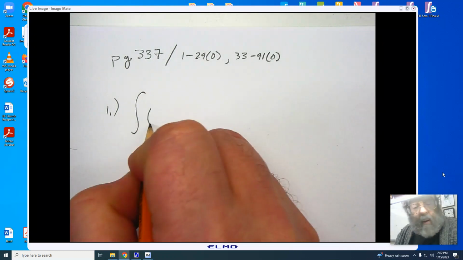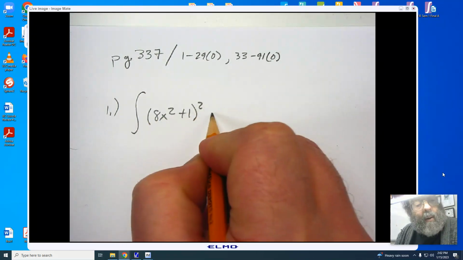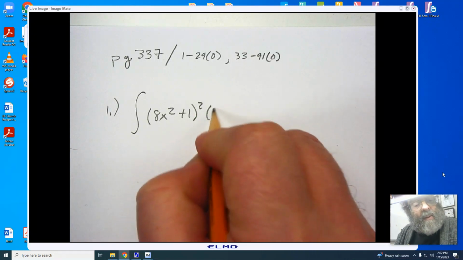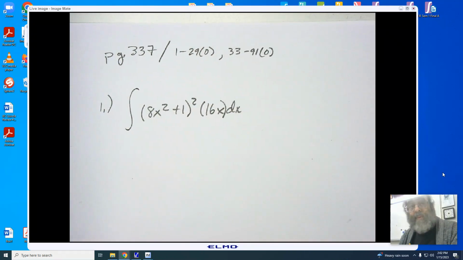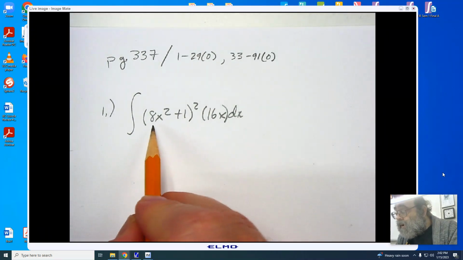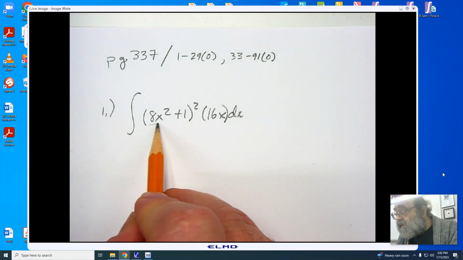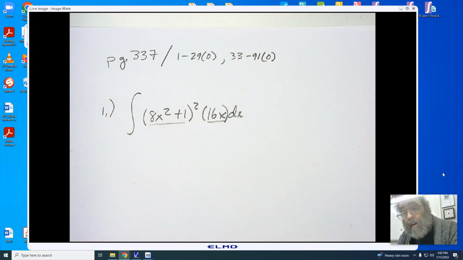We're given 8x squared plus 1, the quantity squared, and we have outside 16x dx. Now, they like to put parentheses around it like so, but it's okay. What I want you to notice is that this inside piece has a power of 1, a power of 2, and this piece has a power of 1. That's what we're looking for, all right?